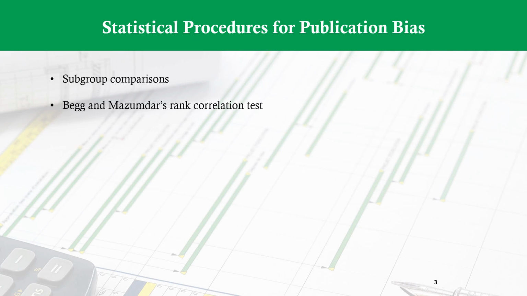Begg and Mazumdar's rank correlation test. This test examines whether there is a correlation between effect size and sample size. If there is a significant correlation, this may indicate publication bias.